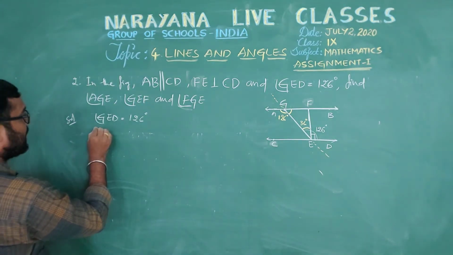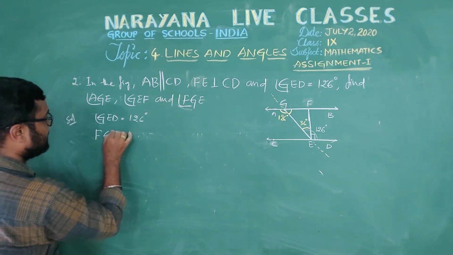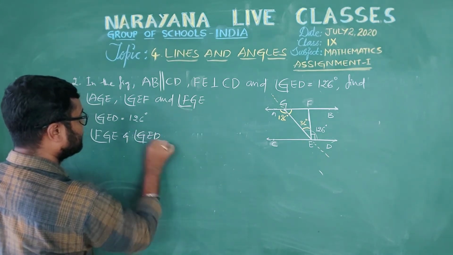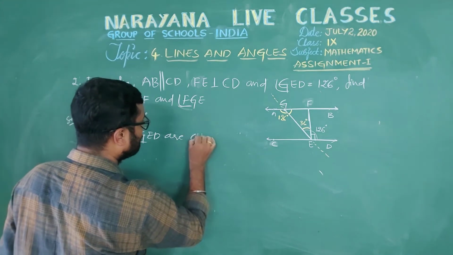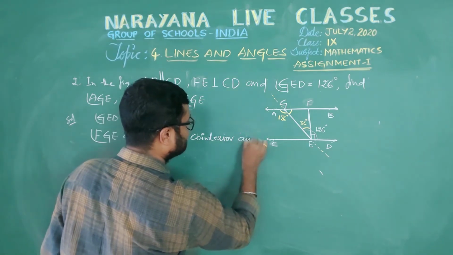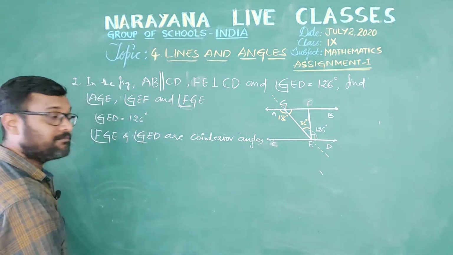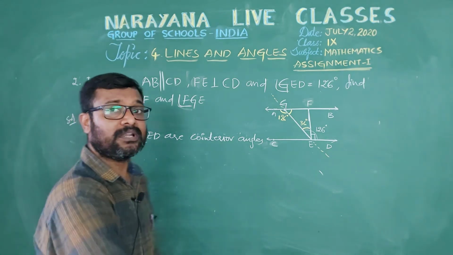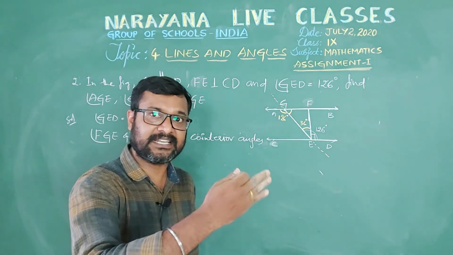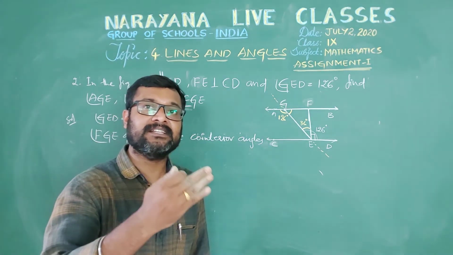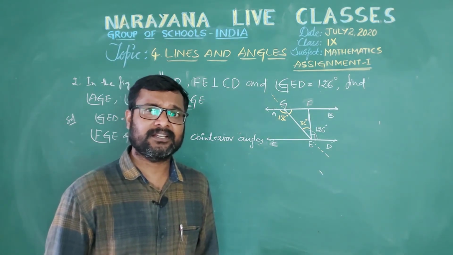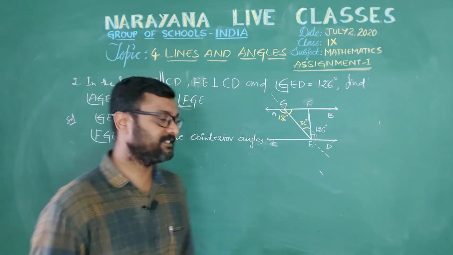Now see here, angle FGE and angle GED are co-interior angles. But see, when two distinct lines are parallel to each other and any transversal line intersects those two distinct lines, then co-interior angles are supplementary. Supplementary means what? Sum of those angles should be 180 degrees, isn't it?